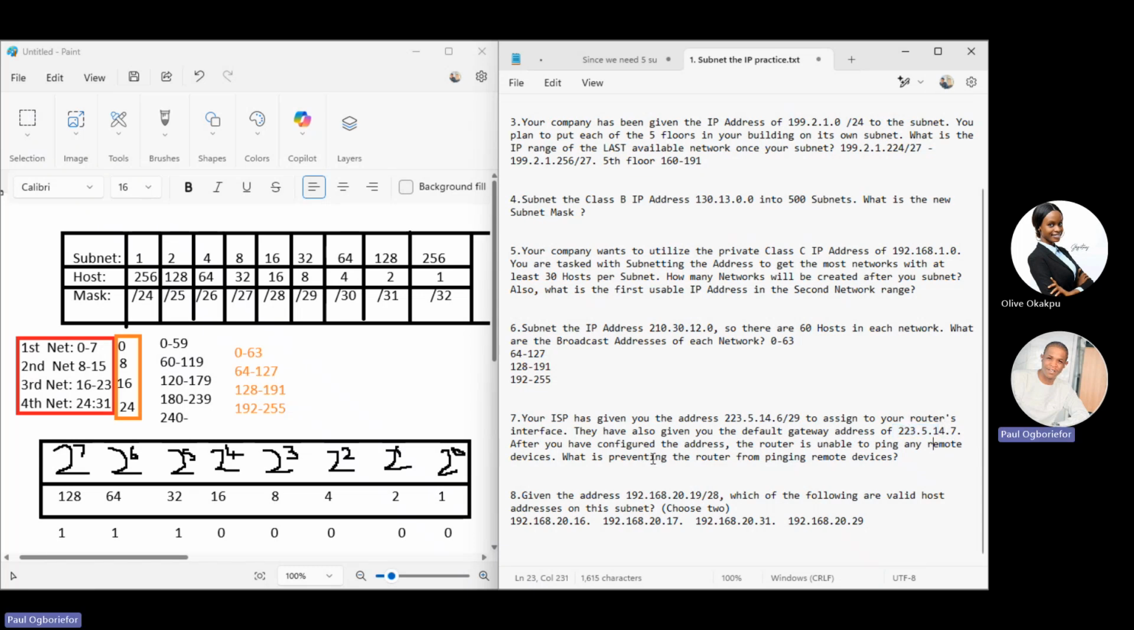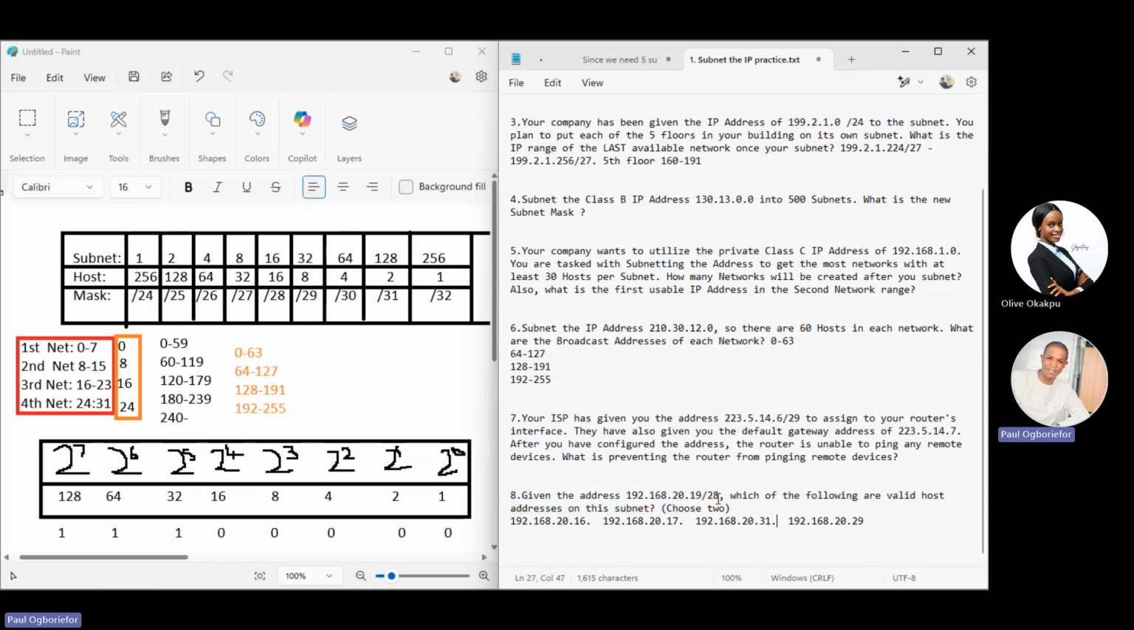So after configuring the address, maybe they are just on a different network. Maybe. I can't tell, but I will consult my friend, Copilot, so that I can answer it for me. So given the address, which of the following is a host address in this? So 2 of these are host addresses. It's now left for you to go and research.